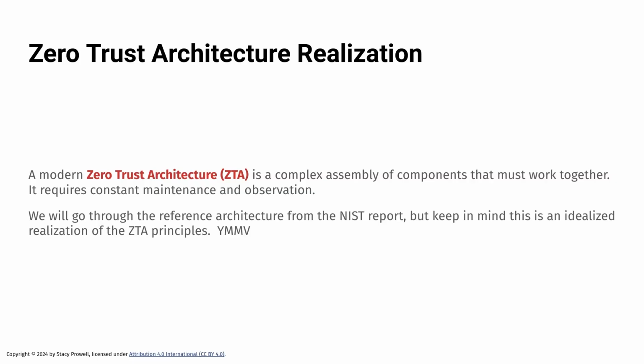And you need one because a modern zero trust architecture is a complex assembly of components, and they have to work together, right? They all have to share data, share decision making, collect the right kind of information to enable dynamic decisions, etc. Requires maintenance, observation, right? You got to pay your IT people more. We're going to go through the reference architecture from the NIST report, but I want you to keep in mind this is an idealized realization of it, and your mileage will vary.